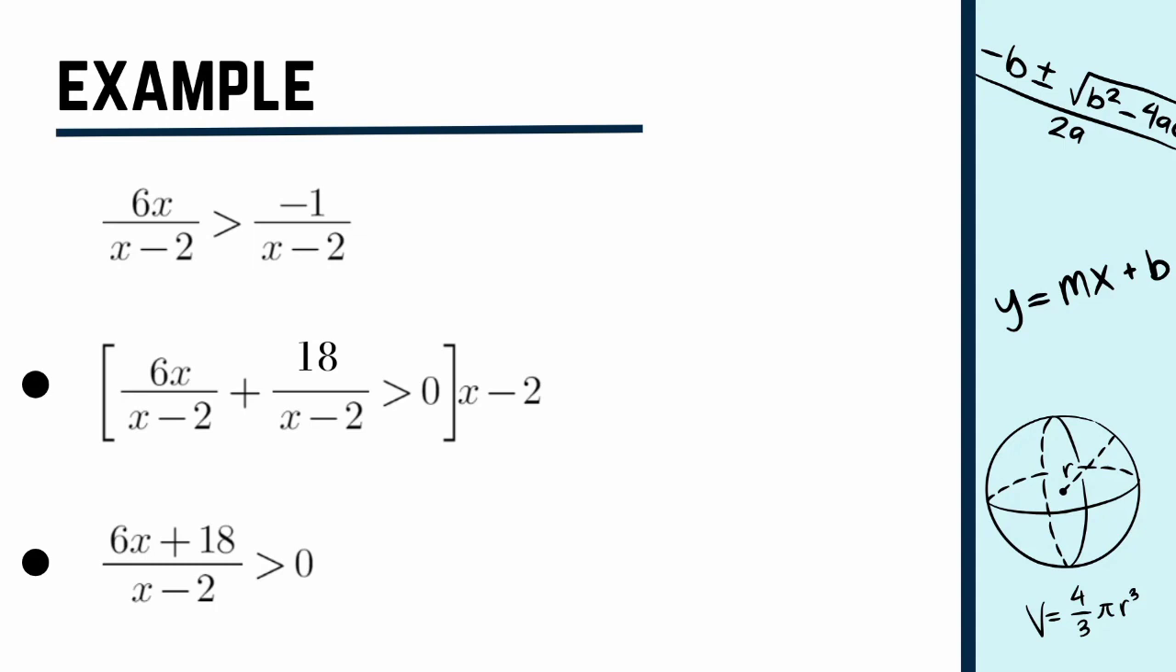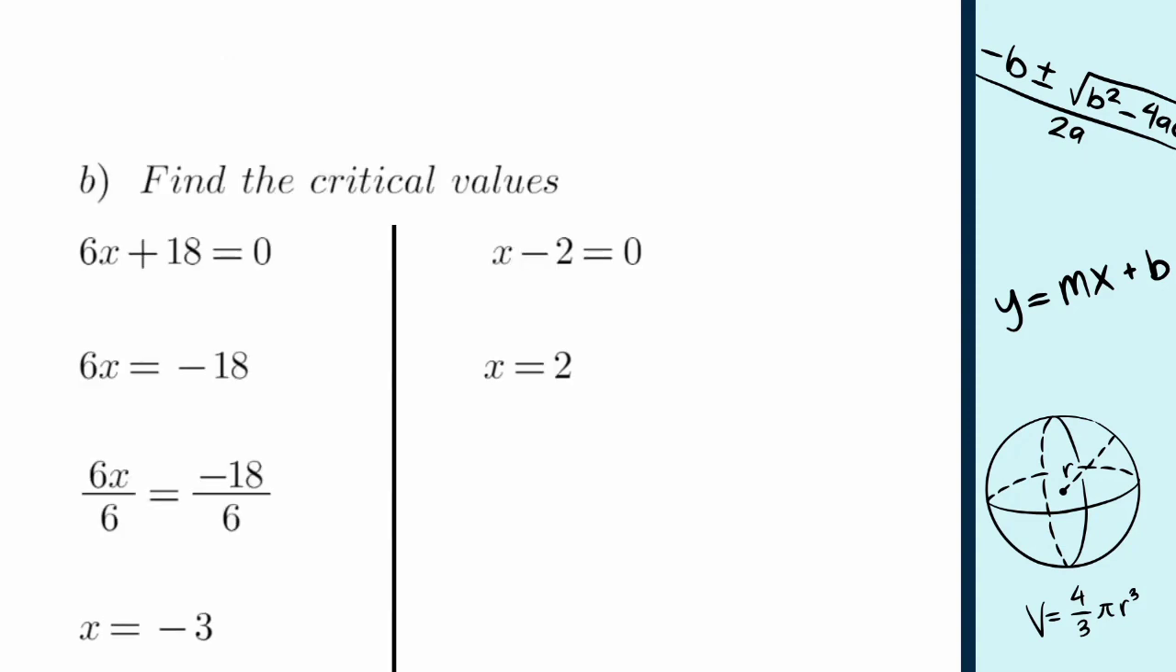So, ang gagawin natin ay hanapin natin muna ang LCD. At ang LCD natin ay x minus 2. Ang ginawa natin ay nilagay lang natin yung x minus 2 sa baba kasi parehas lang naman ang LCD nila. So, ang matitira ay 6x plus 18. So, yun yung final answer natin sa inequalities sa example.